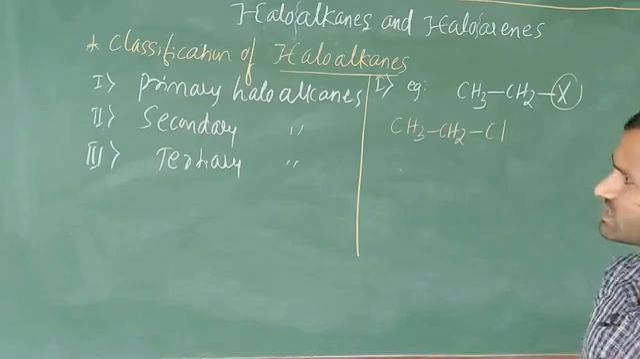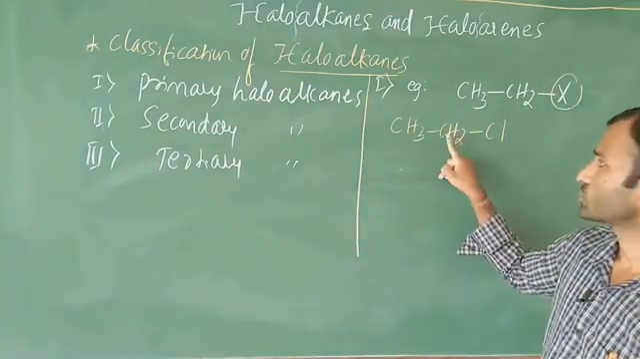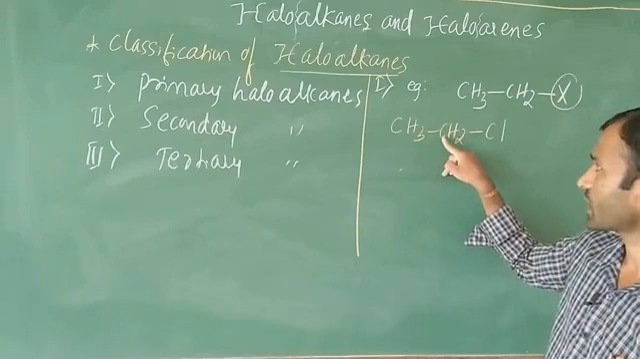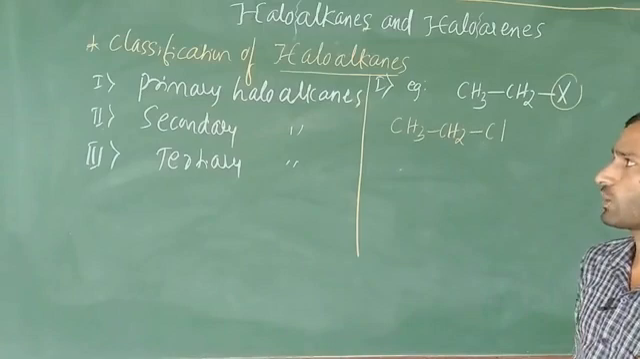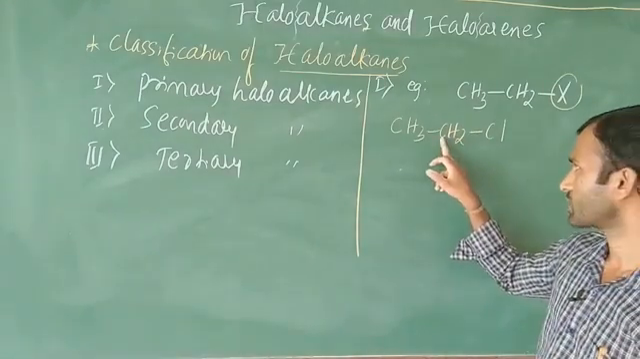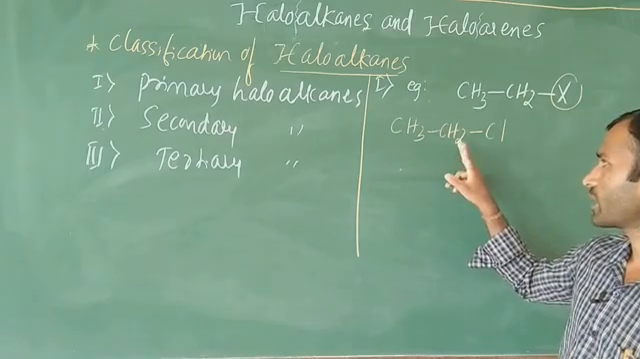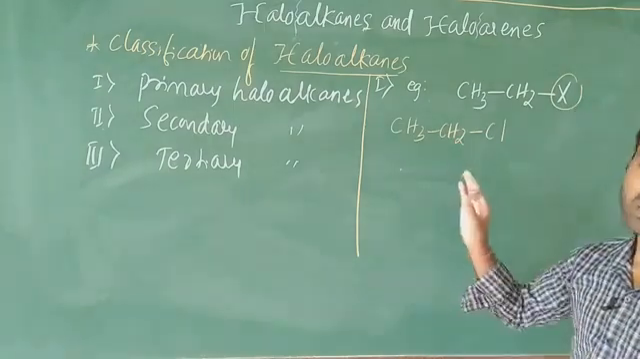Just see here, primary haloalkane means this halogen atom is attached to this carbon. This carbon contains 2 hydrogen atoms, that is called primary haloalkane. I repeat one more time, very simple: this halogen atom attached to this carbon containing 2 hydrogen atoms is called a primary haloalkane. Very simple definition.